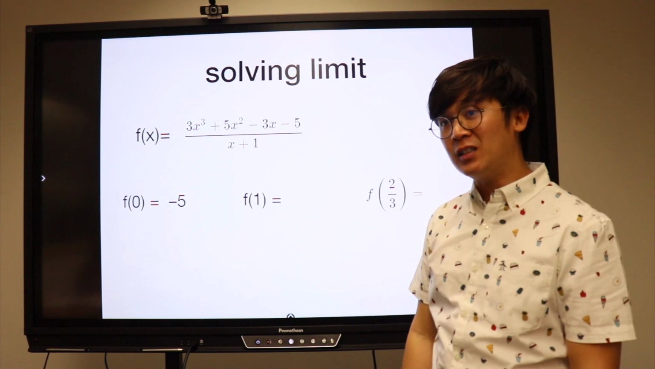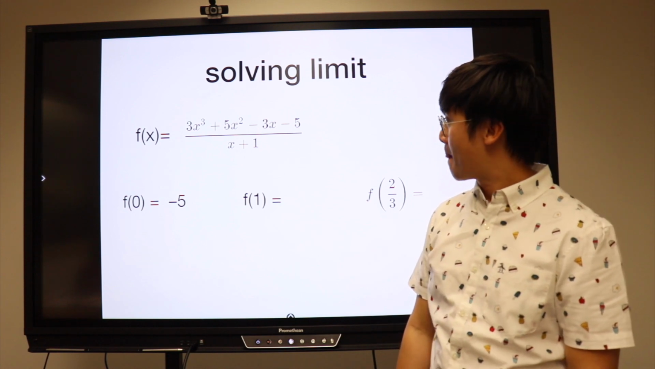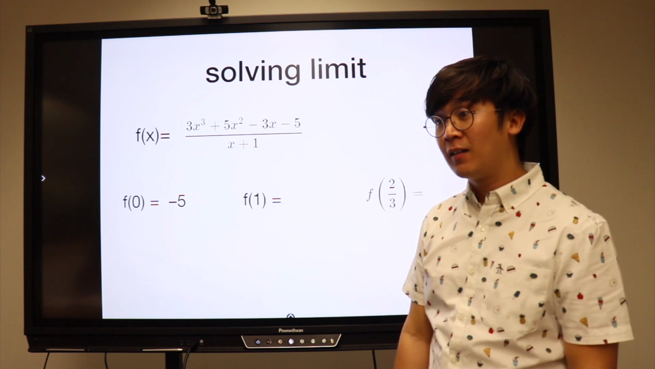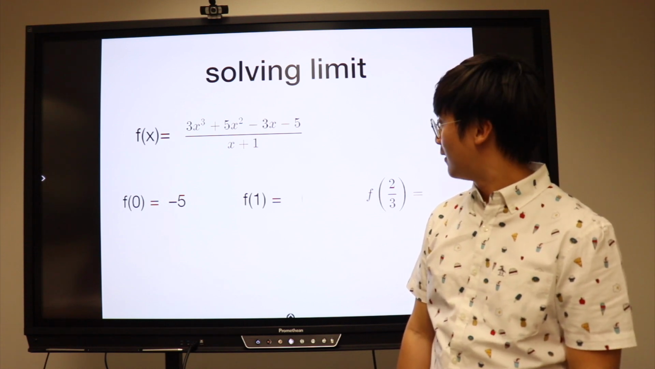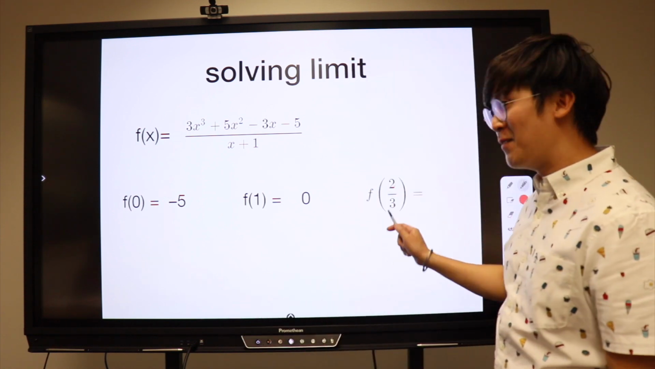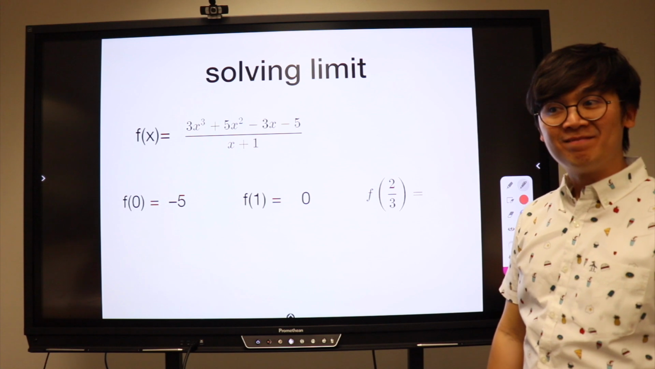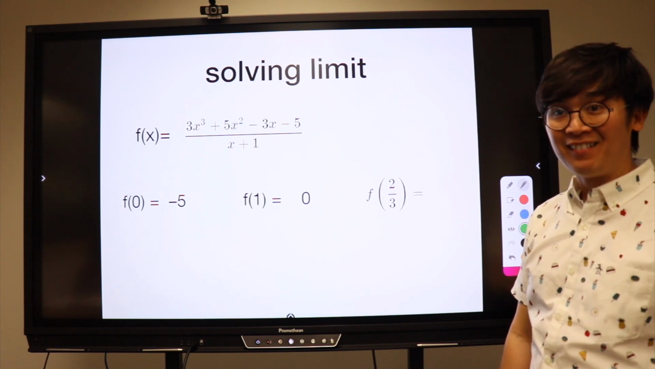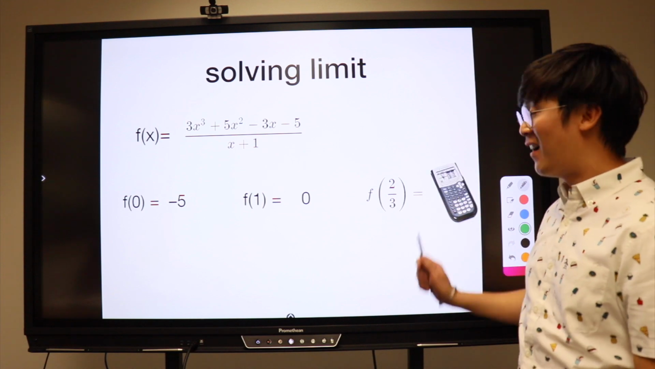What about f of 1? Can you still do mental math? 0 over 1? Over 2. Over 2, 0 over 2? So it's 0. Okay, good job. Mental math. Ay, nako. No? Absolutely. All right, we'll use this.